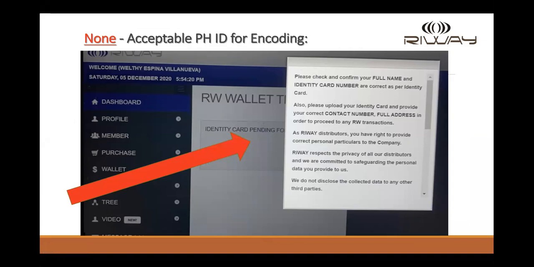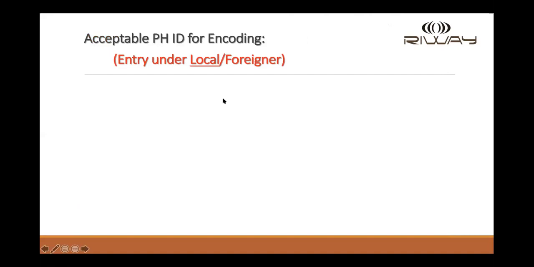So you will see that when you log into the system, if the ID is not acceptable by Reway, you will find that they will come up with this identity card pending. Clear? Can you all see the picture right now? If you can see, can you please type 1? All right. Okay, let's go on.